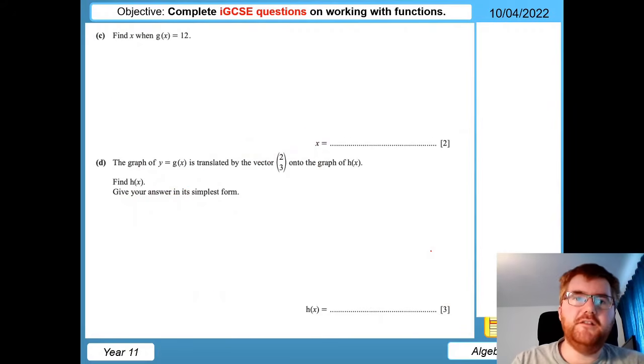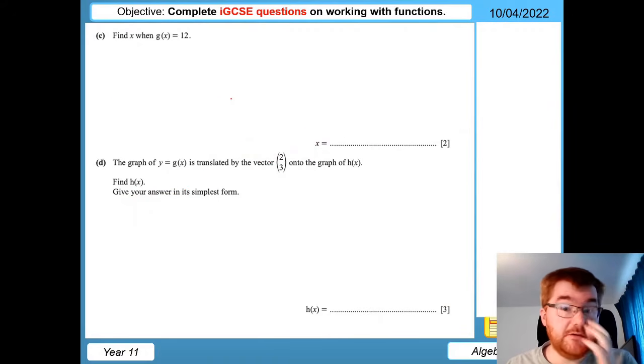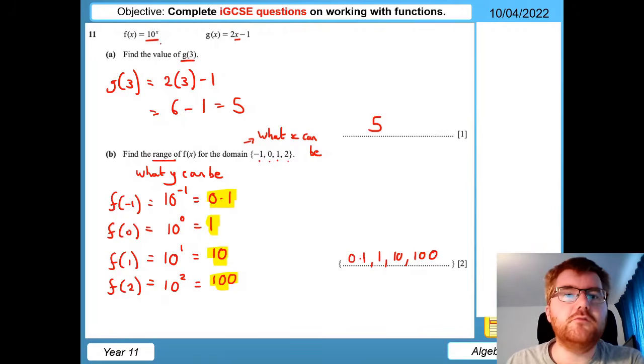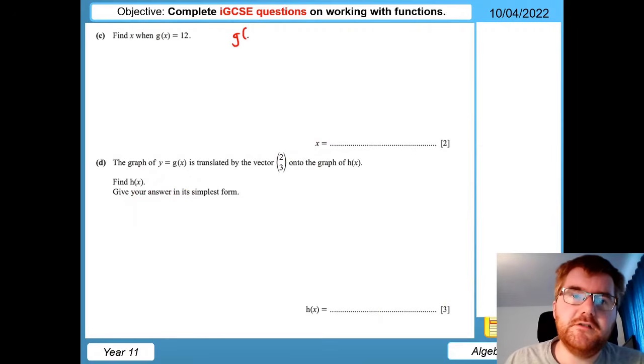On to part C. So again, very standard kind of question here. Find x when g of x is equal to 12. Now our g of x function was 2x minus 1. So just a reminder of what the function was.